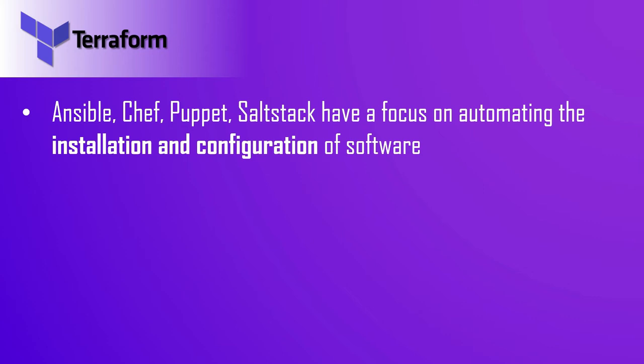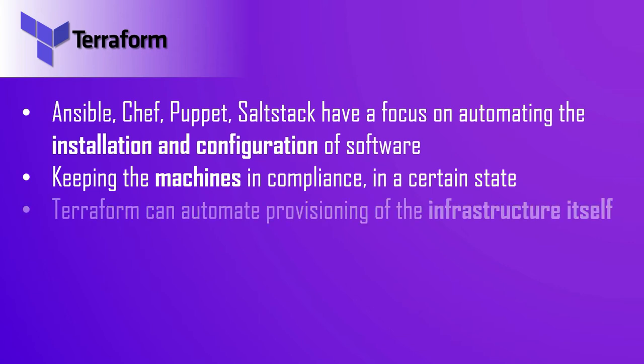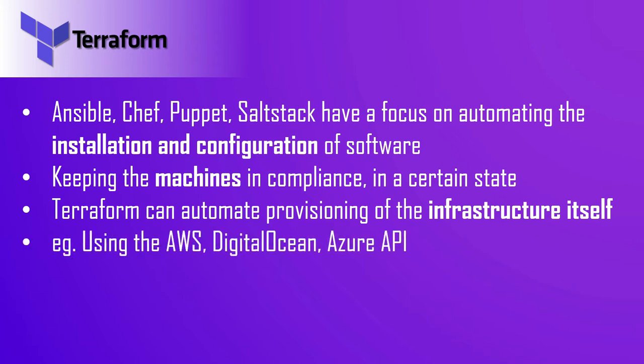Ansible, Chef, Puppet, and SaltStack focus on automating the installation and configuration of software, keeping the machines in compliance in a certain state. Terraform can automate provisioning of the infrastructure itself, for example on AWS, DigitalOcean, and so on, everything that has an API. But it's not necessarily the machines themselves. When you want to automate the machine itself, then Ansible or Chef is a better choice than Terraform.